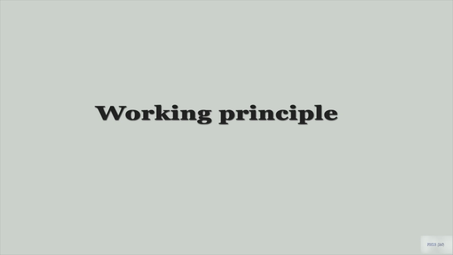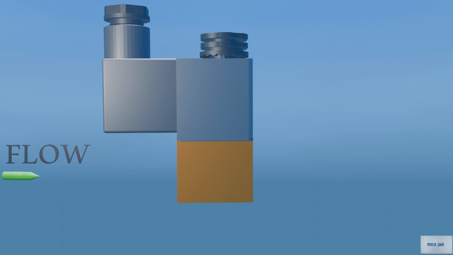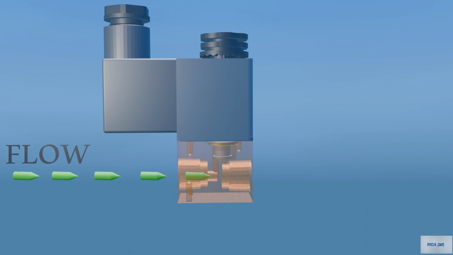Working principle. When electric current flows through the solenoid coil, it becomes energized, magnetizing the iron spool. This magnetic field attracts the armature or plunger into the coil's core, pulling the plunger and valve stem upward to open the valve.